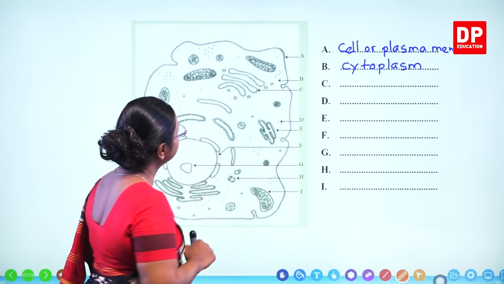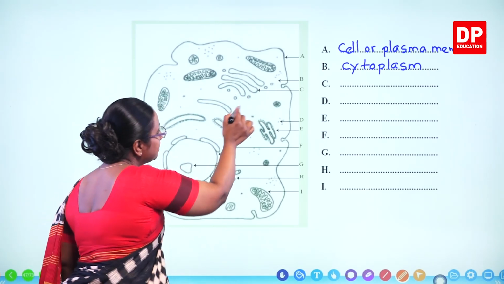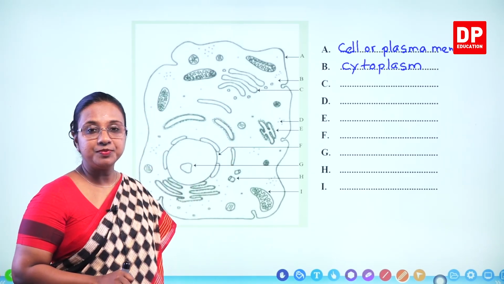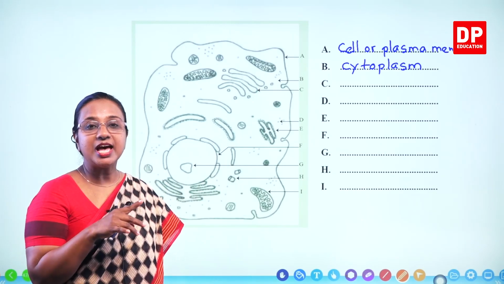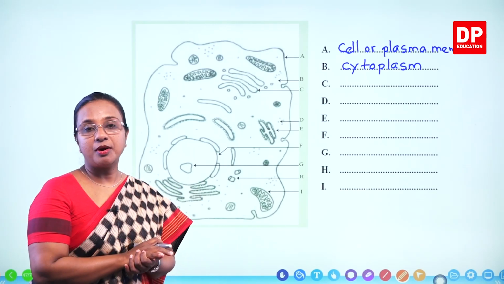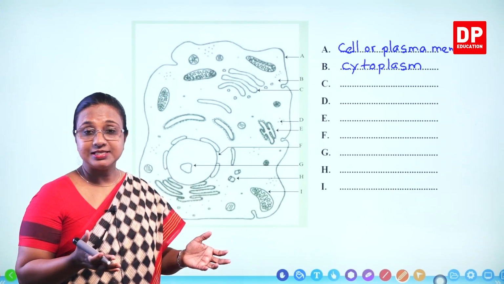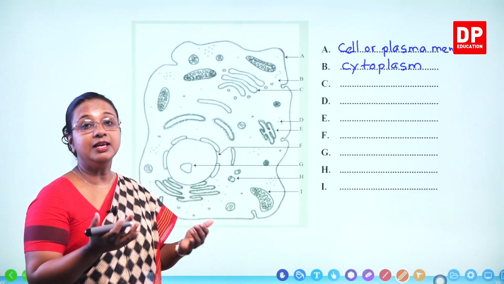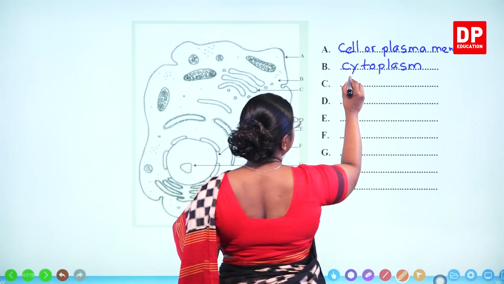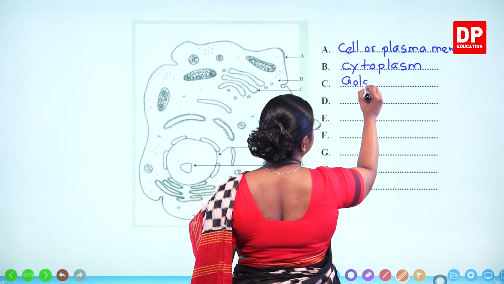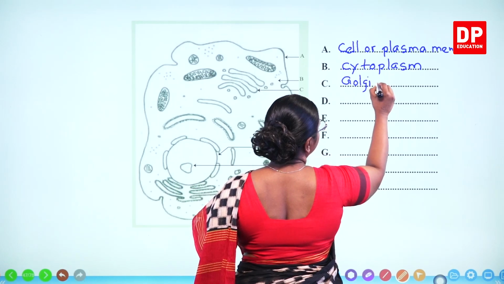Then we have C. Again similar to the previous diagram, membrane-bound sacs arranged one on top of the other with vesicles around it is the Golgi complex. So C is Golgi complex.